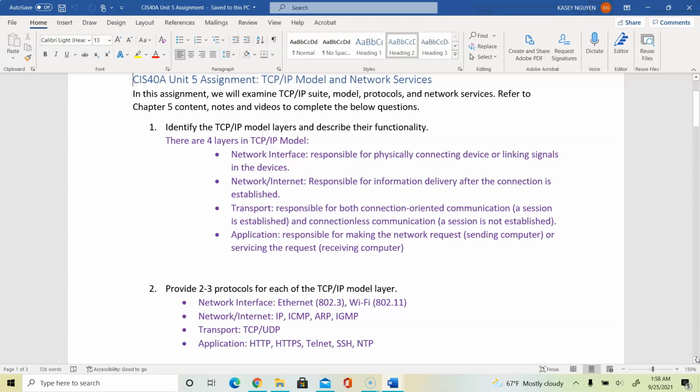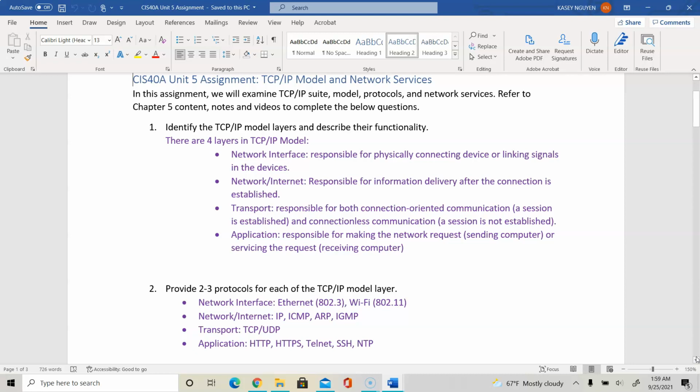Then the third layer of the TCP/IP model is the transport layer. This is used for connection-oriented communication to establish a session, and you would see TCP happen here. It also handles connectionless communication, where a session is not established, and UDP would be used. So TCP and UDP are commonly found as protocols of the transport layer.